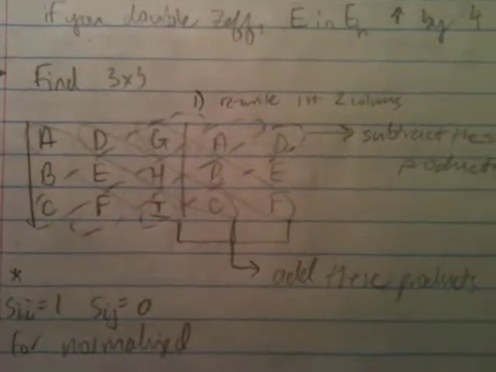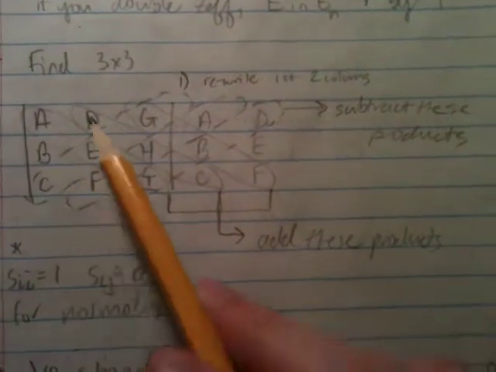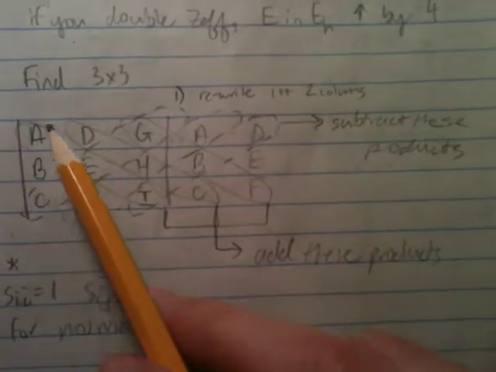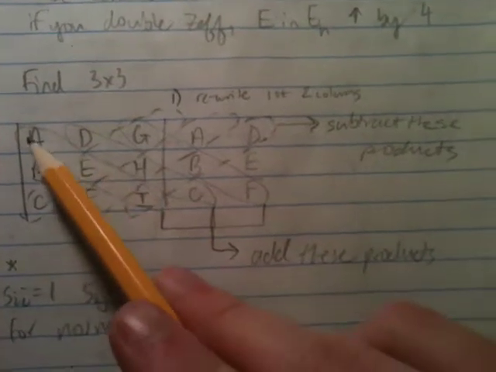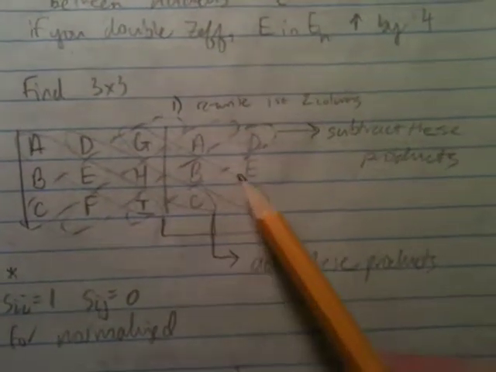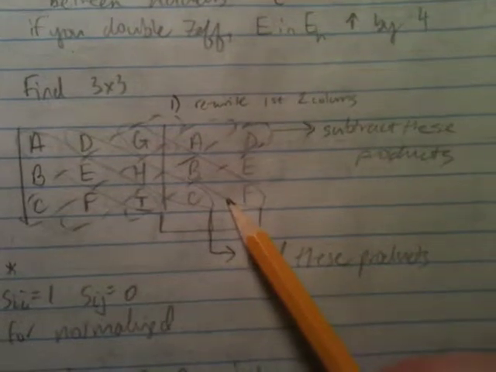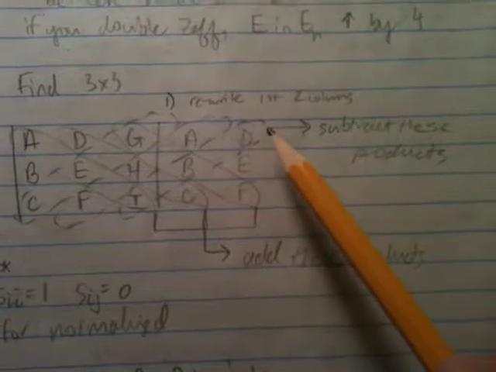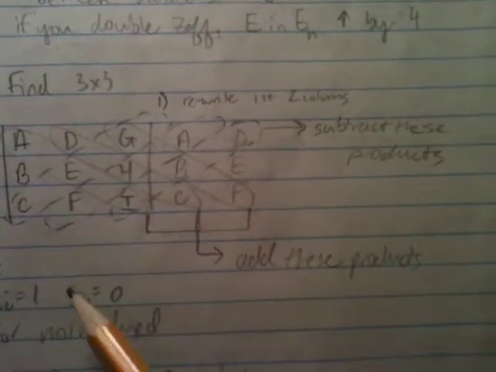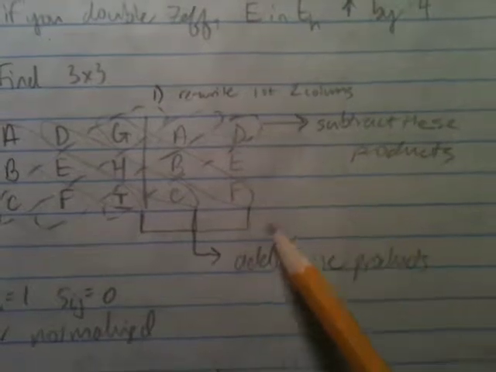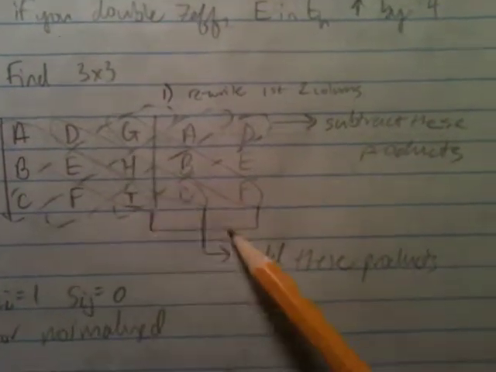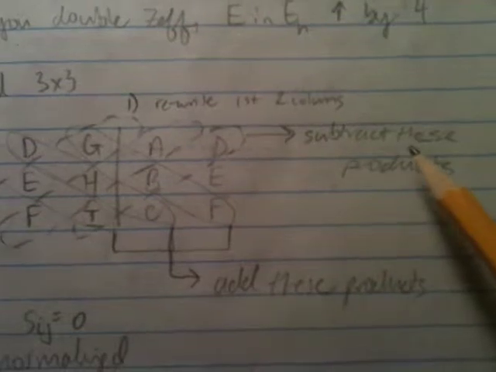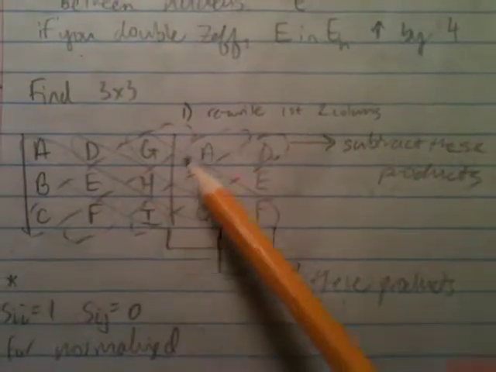Not as simple: finding the 3x3 determinant. This is fun. There are a couple of ways to do it. You can do the T method, or you can rewrite these first two columns. You go from left to right along the diagonals, take the product of these, add them, and then from those subtract the products of the right to left diagonals.